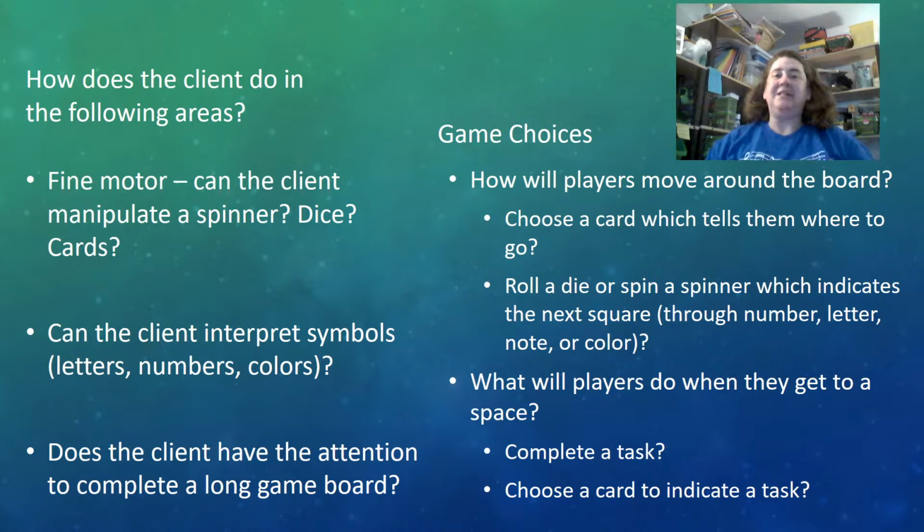So once you have the idea of what the primary treatment goal is that you're going to be addressing with these clients, think about the client a little bit more. How do they do in the following areas? Are they able to manipulate a spinner or a dice or cards? How about a marker? What kind of thing are they going to move around the board? Is this something that they're going to need additional help with? Is this something that you can arrange for them to have success with? Can your client interpret symbols such as letters, numbers, colors? If the answer is yes, great. If the answer is no, that's something to keep in mind.